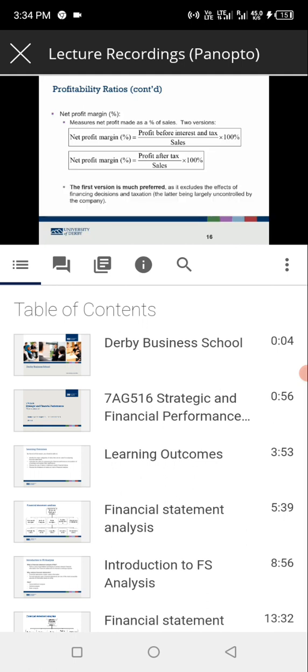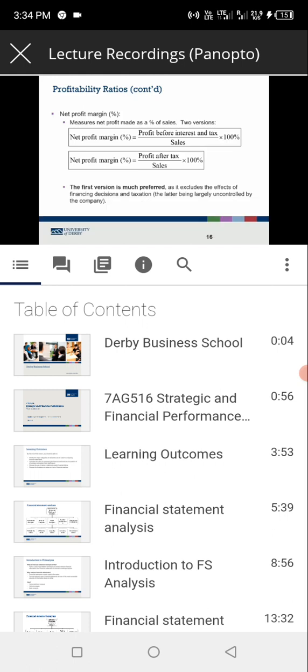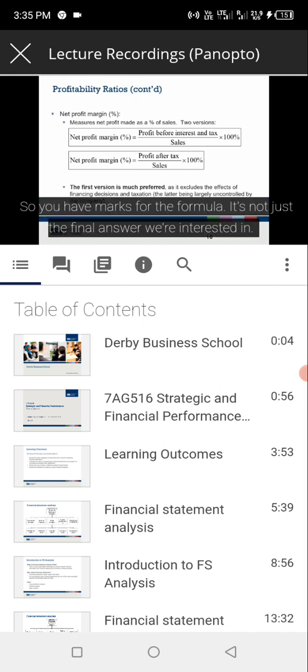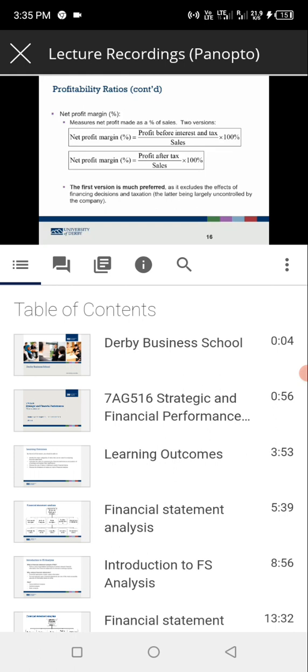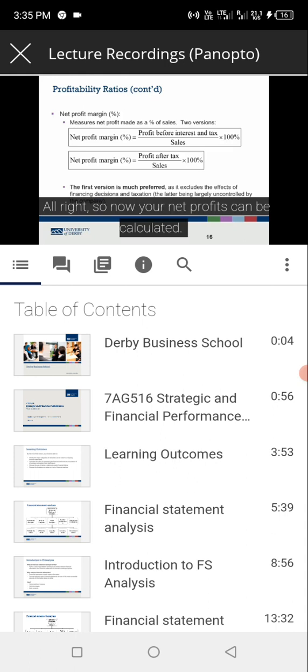Now here we have two main formulas for calculating this. Whichever one you decide to use is fine, but we prefer what? The first one. Okay? If you use any of them, you are right, and that is why I said you need to show your workings and clearly show your formula. So you have marks for the formula. It's not just the final answer we're interested in. You have marks for the formula, for your figures, the calculation, and the final answer. All right?